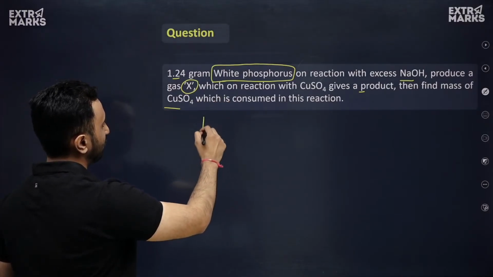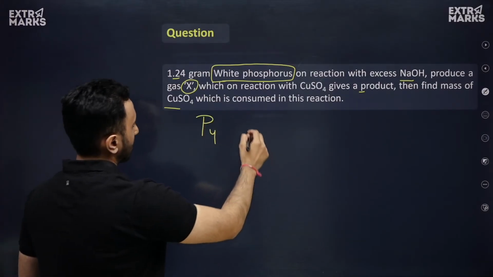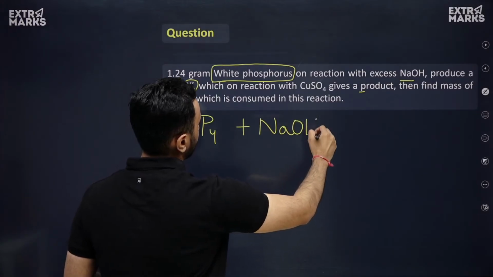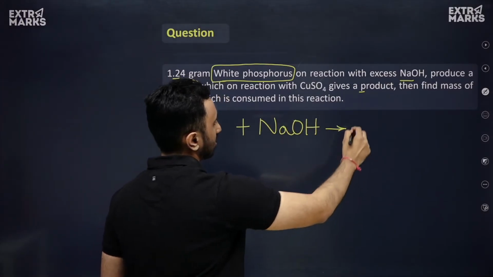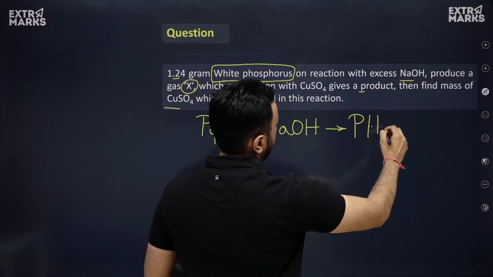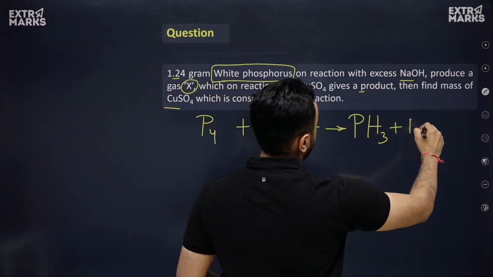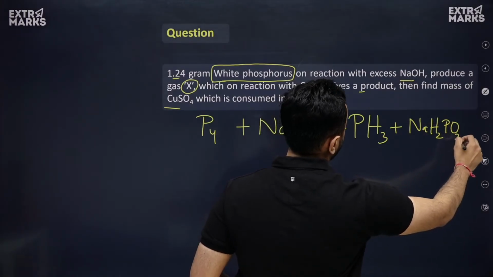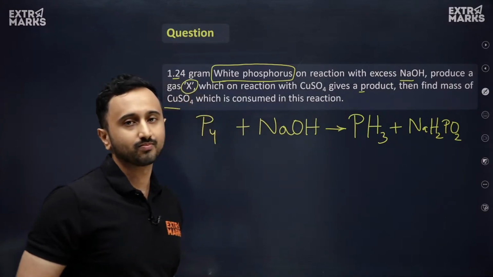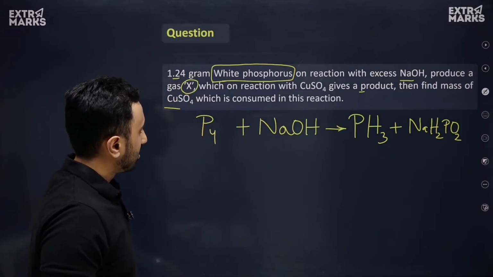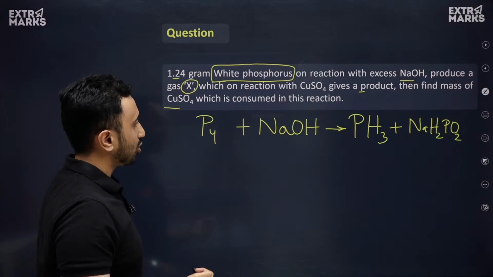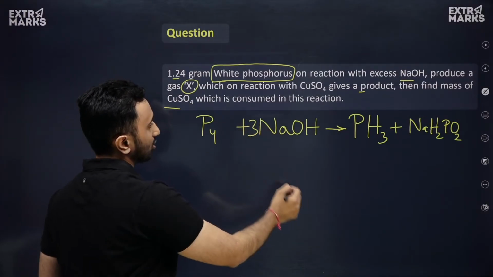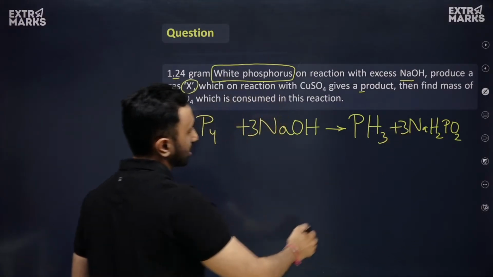We must know the reaction. White phosphorus is P4. When it reacts with NaOH, it will form PH3 and NaH2PO2. This is a very common reaction. It is also asked in JEE Mains exam, right? Okay. Now, we must balance it also. Here you will make it 3, right? Here also 3. This is how you can balance it.